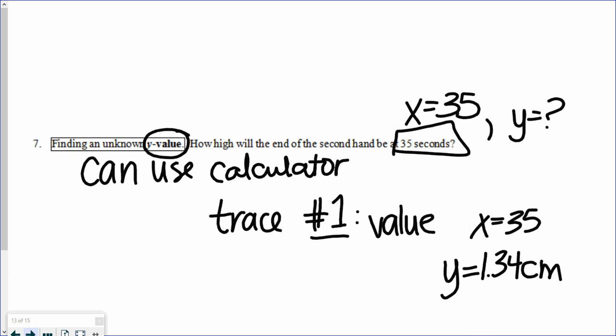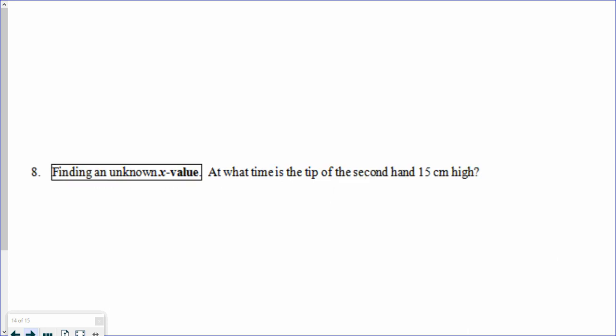And finally, the last question of this lesson is finding an unknown x value. So this one's a little bit harder, well, not really that much harder. What is x equal to when y is equal to 15? It says, at what time is the second hand 15 centimeters high?